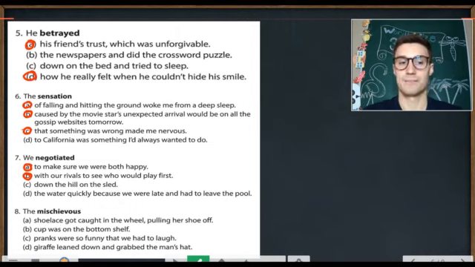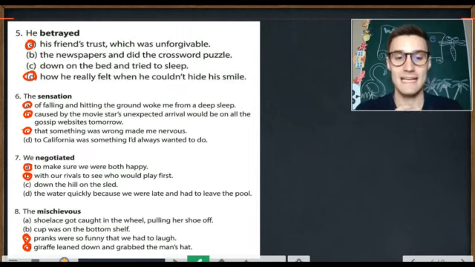And number 8. The mischievous A. shoelace got caught in the wheel pulling her shoe off. B. cup was on the bottom shelf. C. pranks were so funny that we had to laugh. D. giraffe leaned down and grabbed the man's hat. I see 2 that are correct. The mischievous C. pranks were so funny that we had to laugh. The mischievous D. giraffe leaned down and grabbed the man's hat.